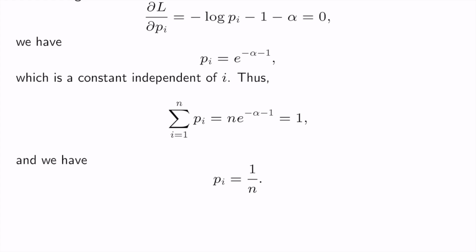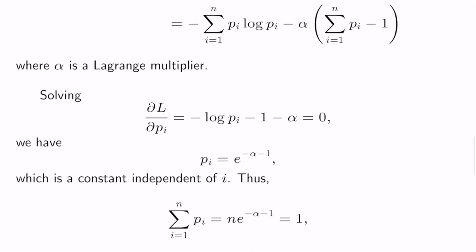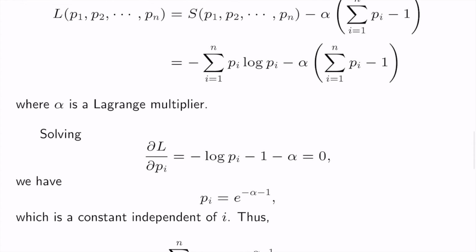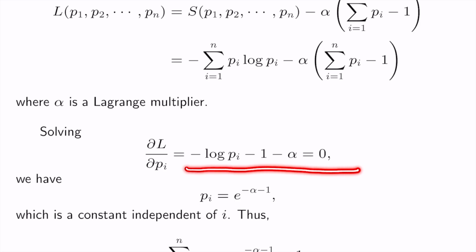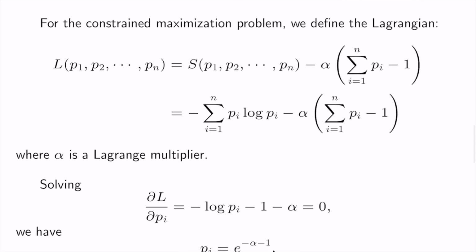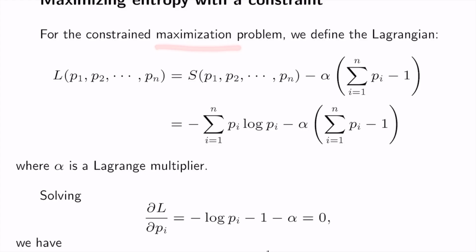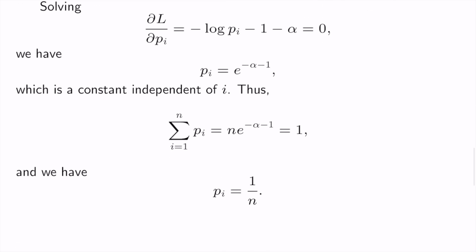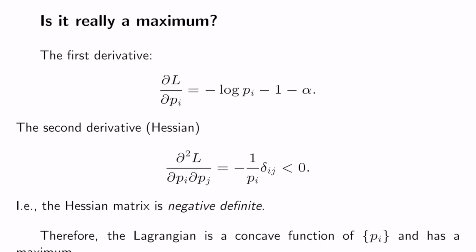So far so good, but if you carefully examine the argument so far, you may notice that this condition is not sufficient for finding a maximum because the first derivative may be 0 also at a minimum point. So we need to examine whether our result really gives a maximum point rather than a minimum point. To check this, we need to examine the second derivative of the Lagrangian.